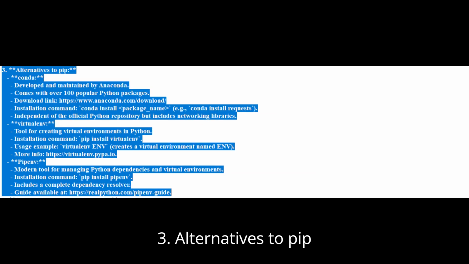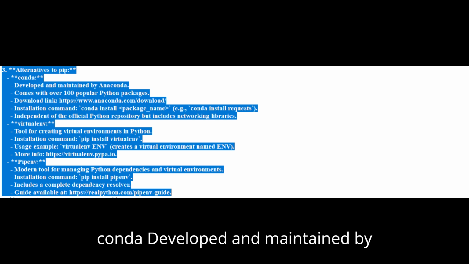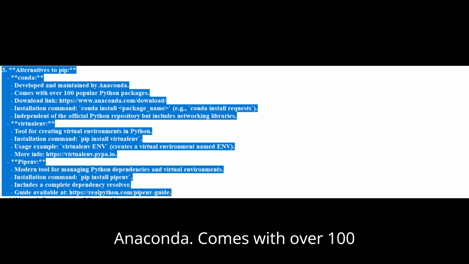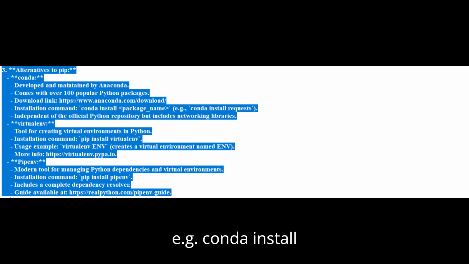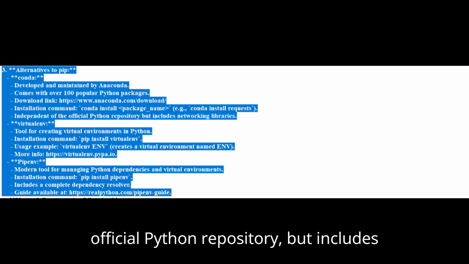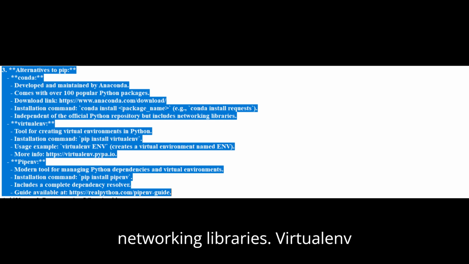3. Alternatives to pip. Conda. Developed and maintained by Anaconda. Comes with over 100 popular Python packages. Download link: https://www.anaconda.com/download. Installation command: conda install package_name, e.g., conda install requests. Independent of the official Python repository but includes networking libraries.